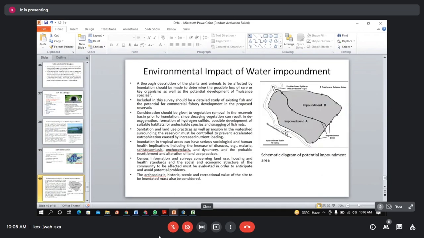For example, if this is a river, right? So river will be flooded. So this is a normal flood in normal rainfall season, normal monsoon season. Impoundment A area will be flooded. But if there is more rain than usual, there will be impoundment B, right? So what is the relationship of the new artificial impoundment area with the surface water body?